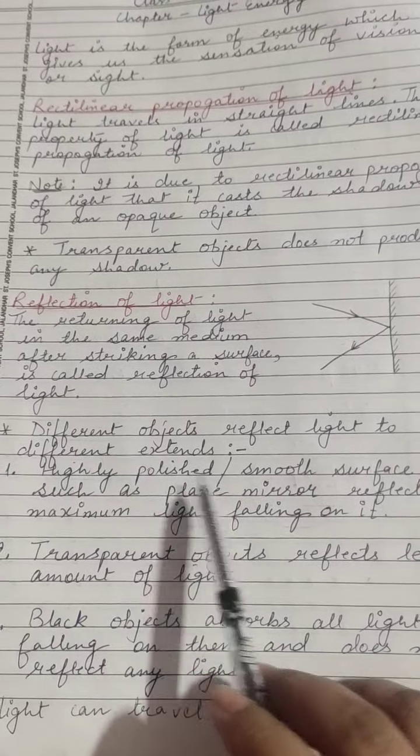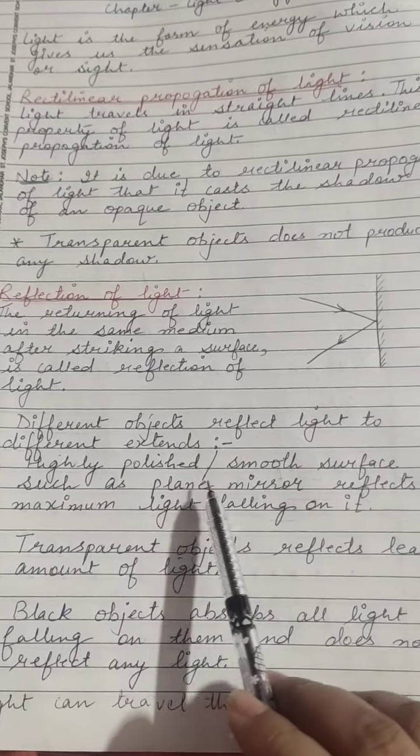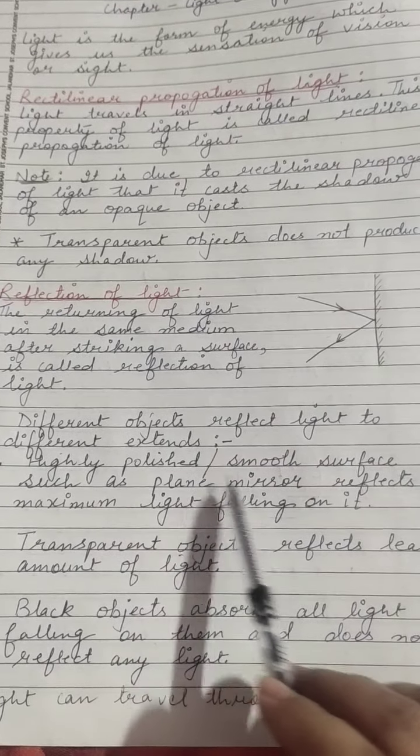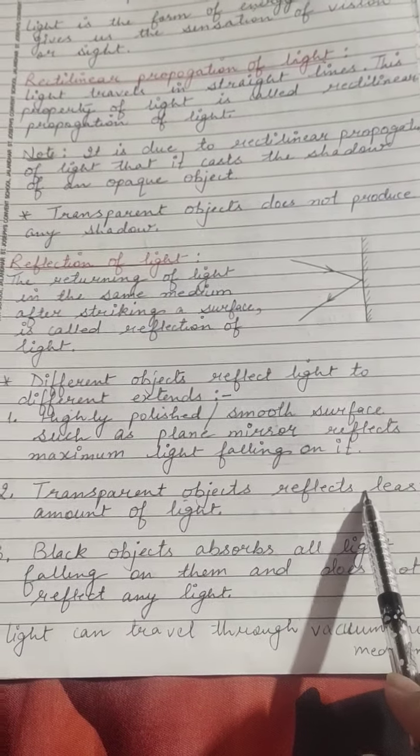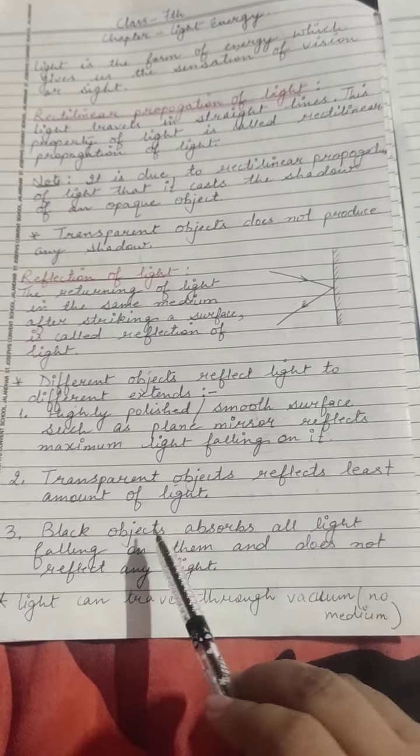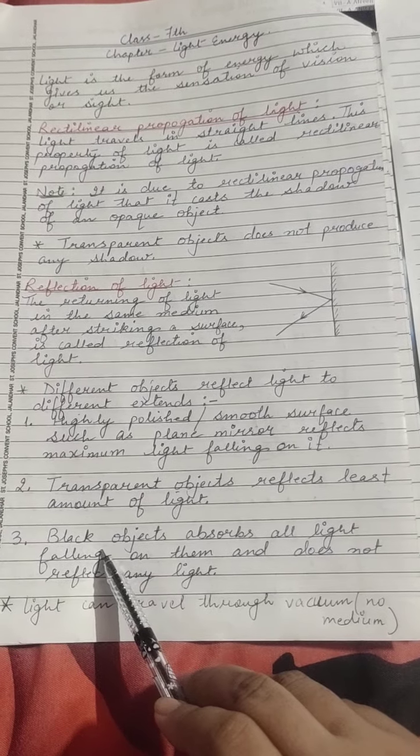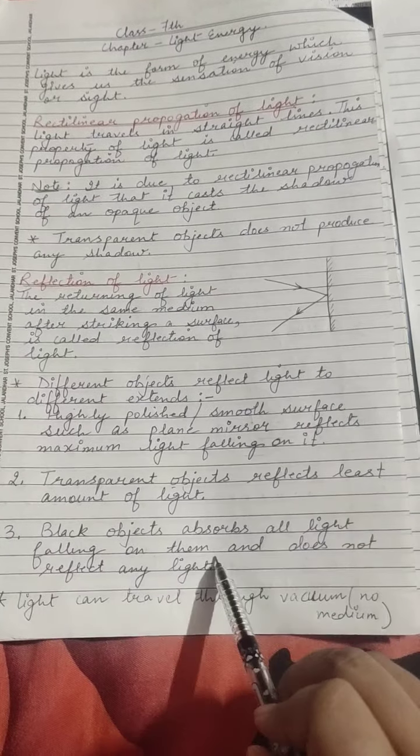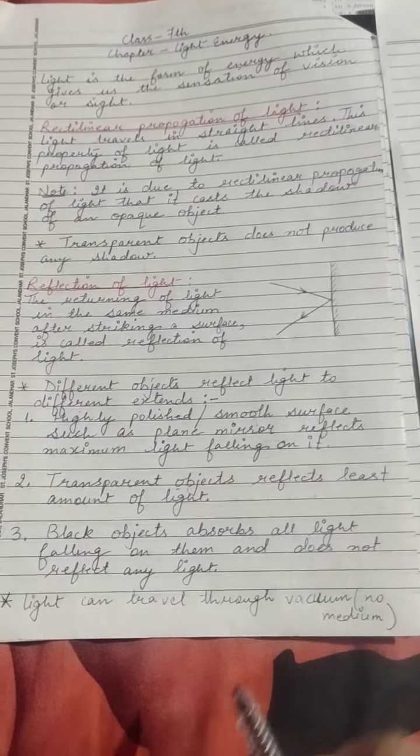Next, different objects reflect light to different extents. If the object is like your plane mirror, which is a highly polished and smooth surface, it will reflect the maximum light which is falling on it. If the object is transparent, it will reflect the least amount of light. And if the object is black, it will absorb all the light which is falling on it and it will not reflect any light.